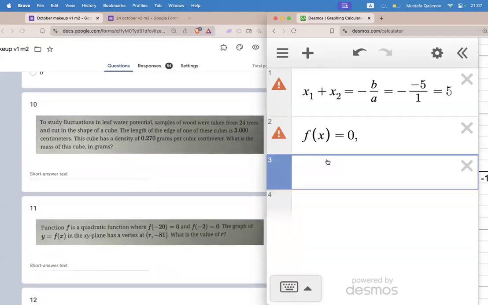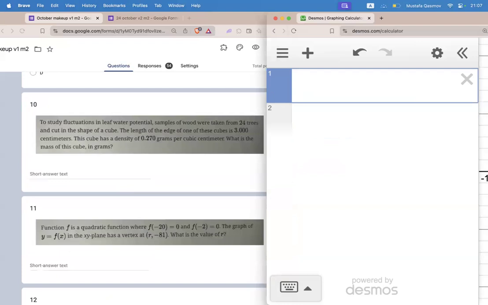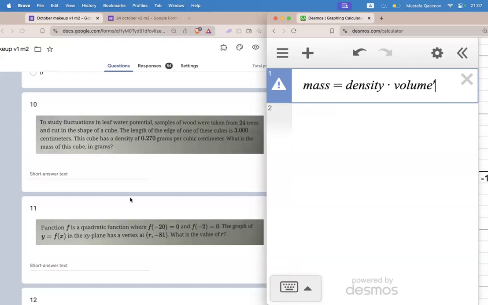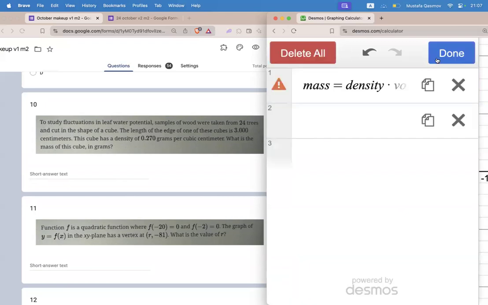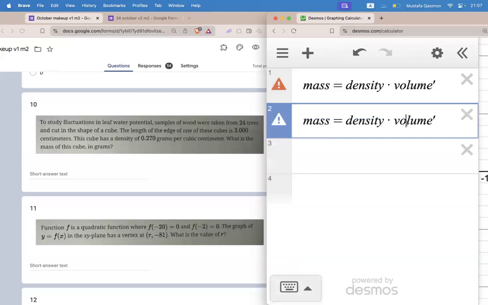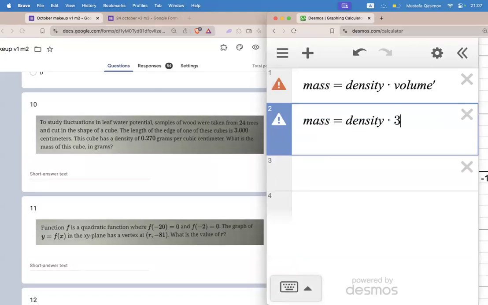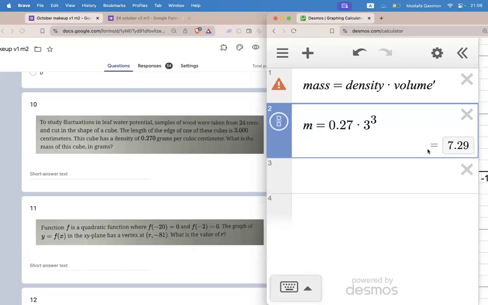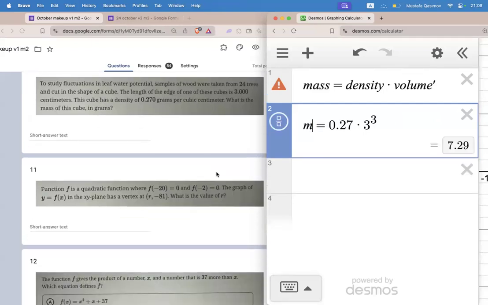10. For 10, we have to use this formula. Density is equal to mass over volume, or mass is equal to density multiplied by volume, right? Here it says that the edge of this cube is equal to 3. So it means that volume will be equal to 3 cubed, right? Let's write 3 cubed instead of volume. Then it says that density is equal to 0.27, like this. Then mass is m, so the answer will be 7.29.